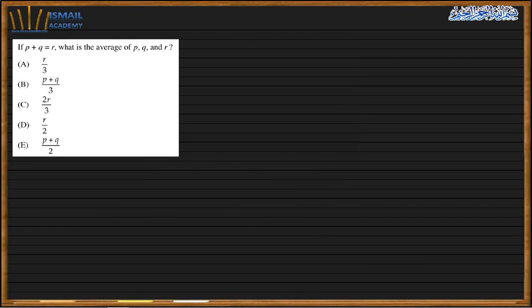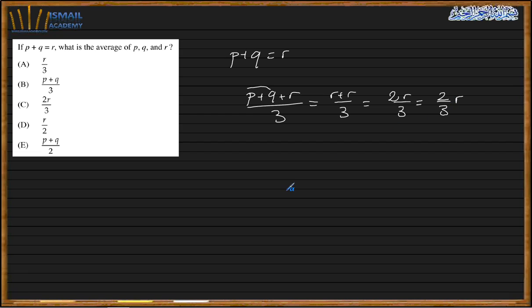So if P plus Q plus R over 3, and P plus Q is R, so it's going to be R plus R over 3, which is 2R over 3, or we can say 2/3 R. So C is my choice.